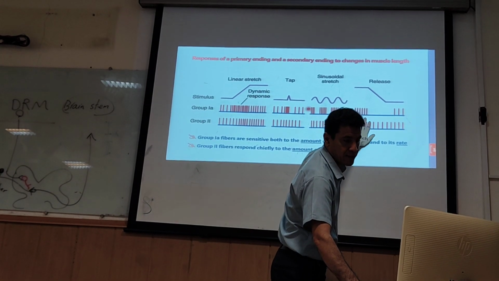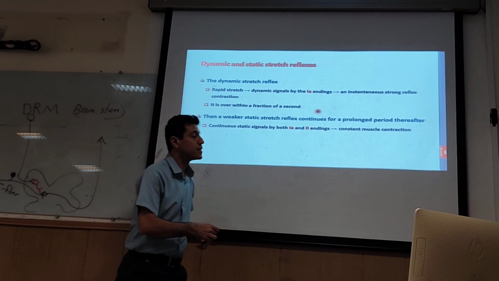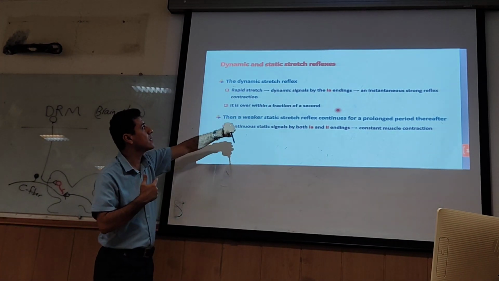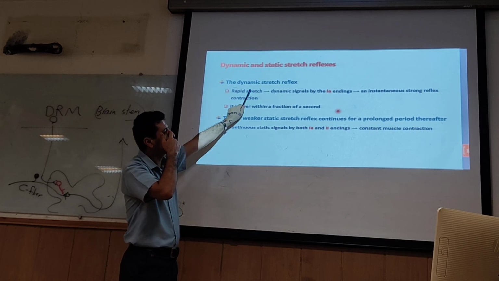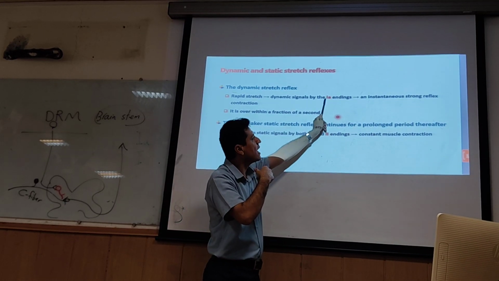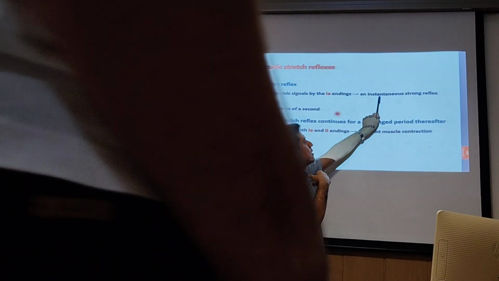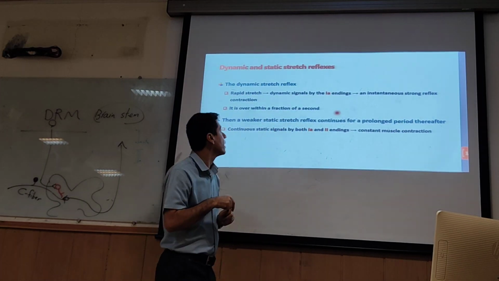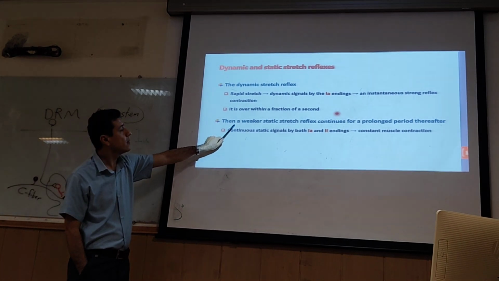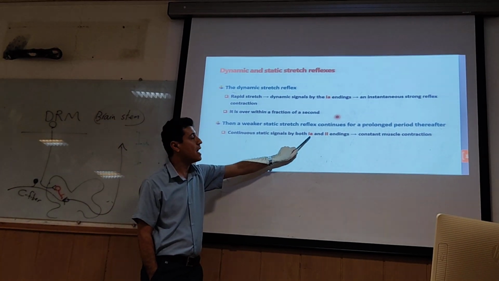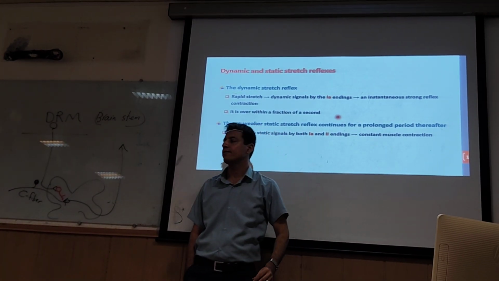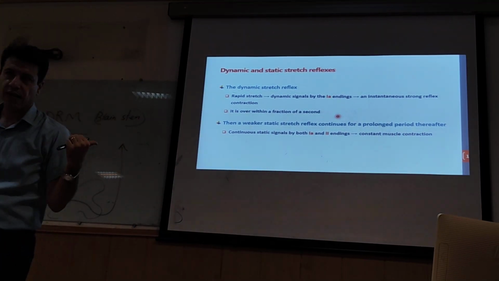you can read other parts on your own. Let's see here. So the stretch reflex has 2 parts, dynamic and static. For the dynamic stretch reflex, we need a rapid stretch, which activates 1A fibers. We can see an instantaneous and strong reflex. But when you stretch the muscle slowly, then you can activate both 1A and 2 fibers, and it causes constant muscle contraction. So you have this in our questions.